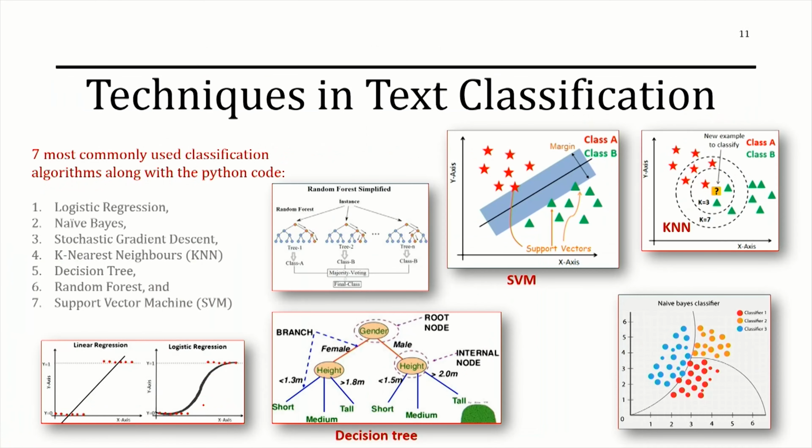Okay, next we will take a look at the techniques which are used in text classification. We will pick the top 7 techniques. The first is logistic regression. Second one is Naive Bayes. Third one, stochastic gradient descent, or we call SGD. The fourth one is KNN, or K nearest neighbors. The fifth is decision trees. Next, we have random forest, and last but not least, we have support vector machines. In short, we call it SVM. And these techniques use different algorithms to perform the classification.